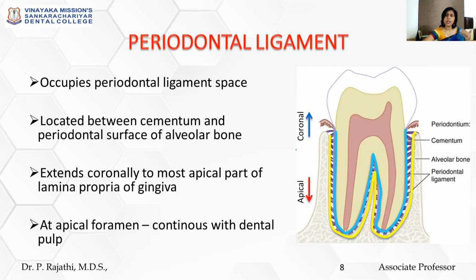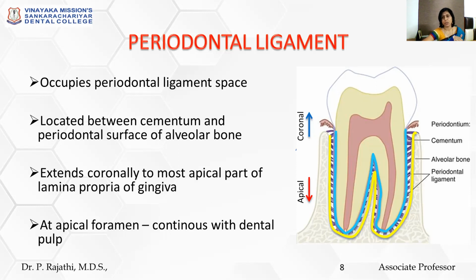So what is its extension? From where till where does it extend, that is, where is it present? I've already said it is present in the periodontal ligament space between cementum and the alveolar surface of the bone. What is its upper limit? What is its lower limit? Instead of saying upper limit and lower limit, when you're talking about going towards the crown portion of the tooth, we call it coronal. When you talk about something that goes towards the tip of the root, we call it apex.